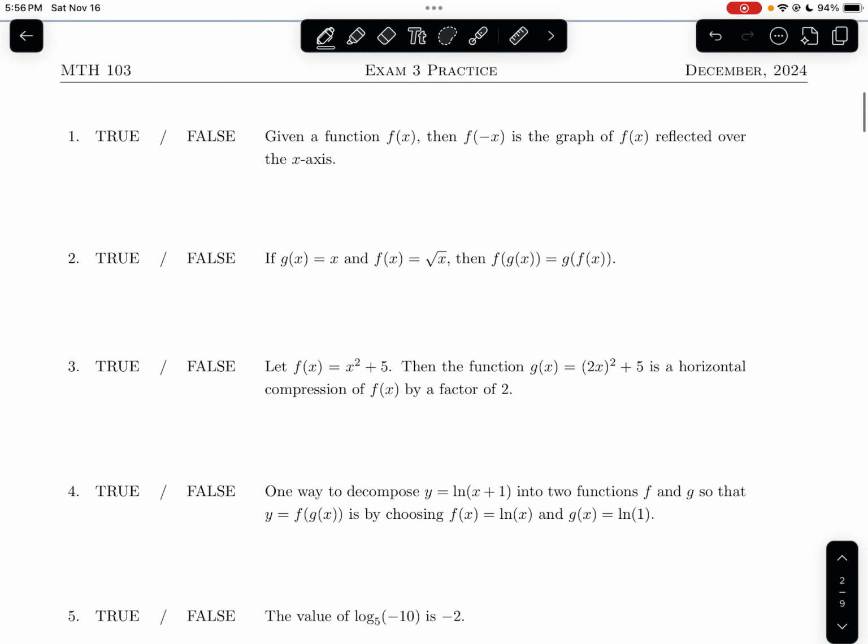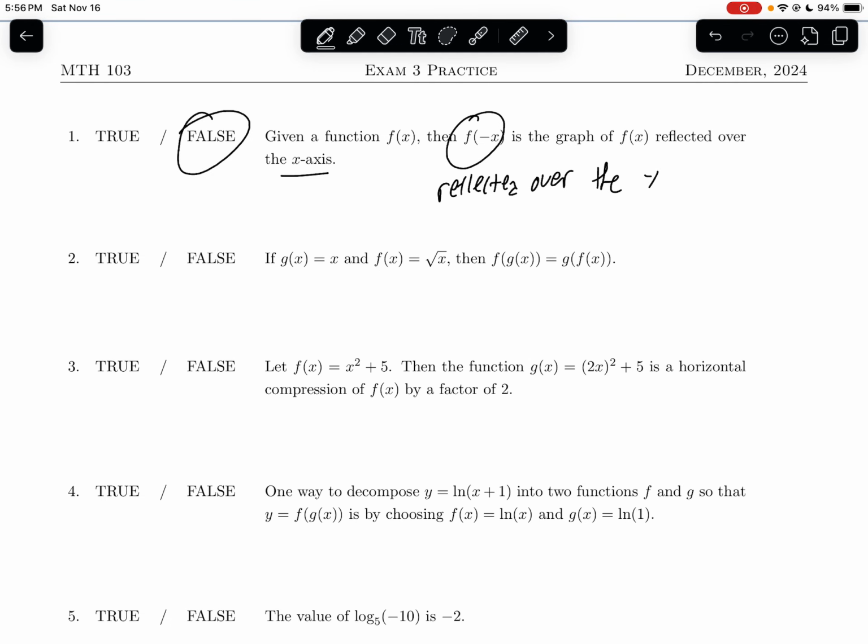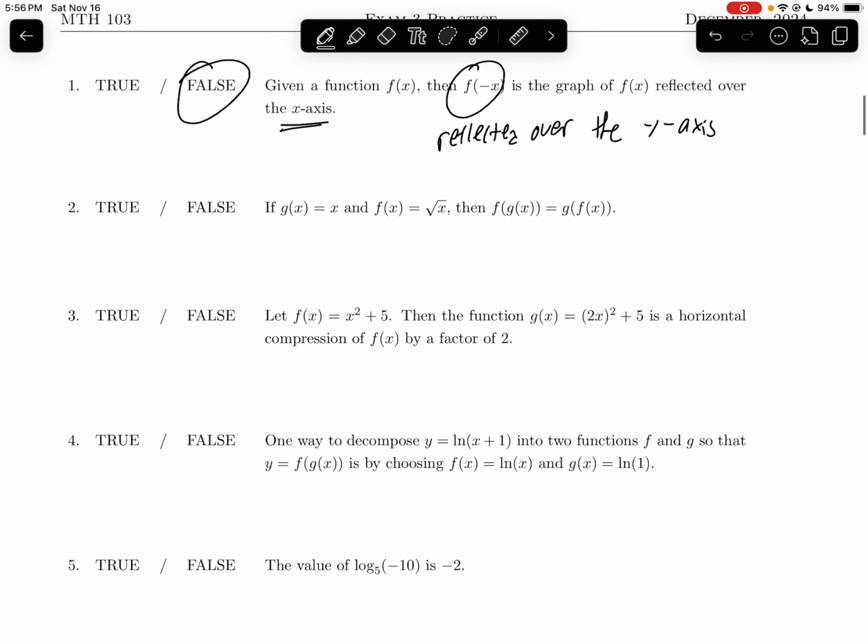So starting with the true-false, given a function f, then what is f of negative x? It's not the reflection over the x-axis, so it's false. This is the reflection over the y-axis. I make all of the inputs negative. I'm switching it across the vertical axis and not the horizontal, which is why it's not true.